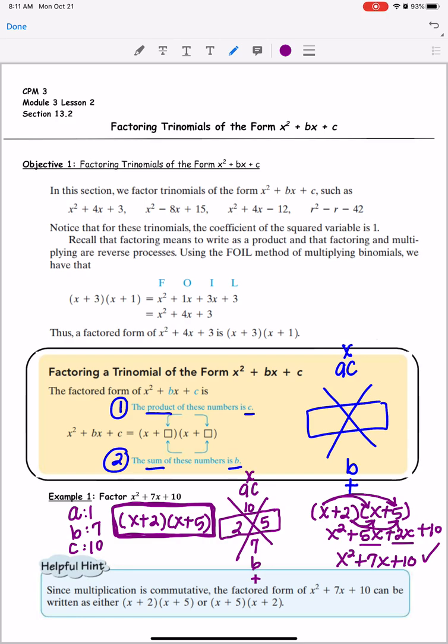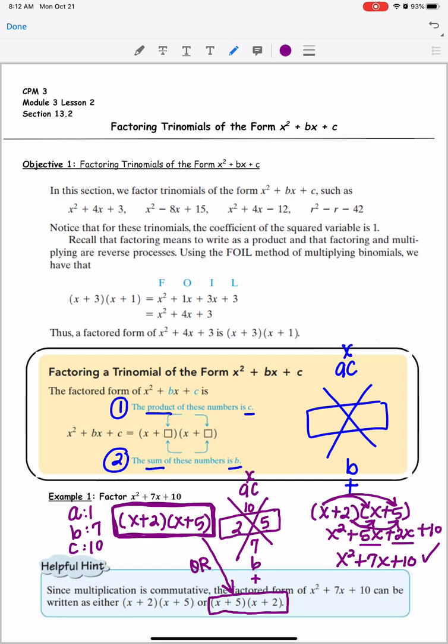And just so you guys are aware, it does not matter how you write this. Notice that I did 2 and 5, right? X plus 2, x plus 5. If you switch it and you do x plus 5, x plus 2, that is the exact same thing. So it doesn't matter the order that those numbers go in, as long as it is 5 and 2 or 2 and 5.